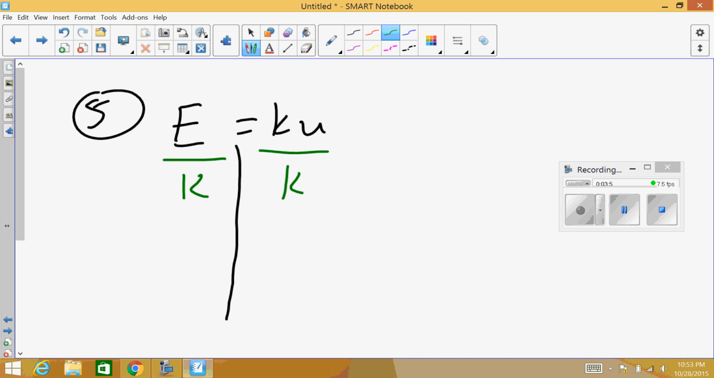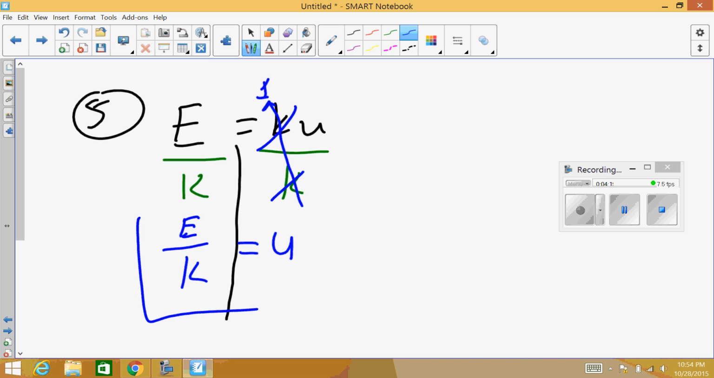So on the right side, k and k, they undo each other. I'm left with, on the right side, u equals, should simplify and say that that's 1. 1 times u is u. And on the left side, I get e over k. There's not a lot we can do with that without knowing what e and k are, but we've successfully accomplished our goal. We've gotten u by itself.